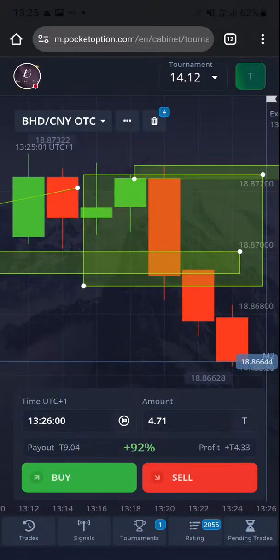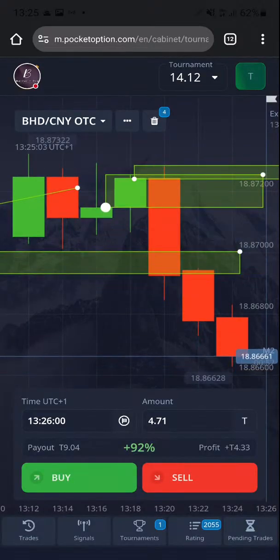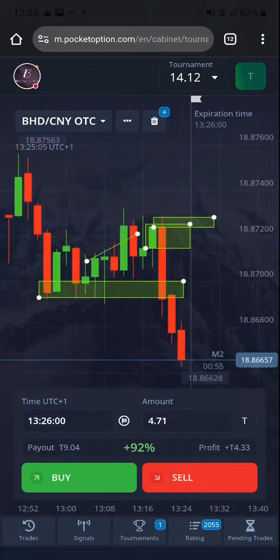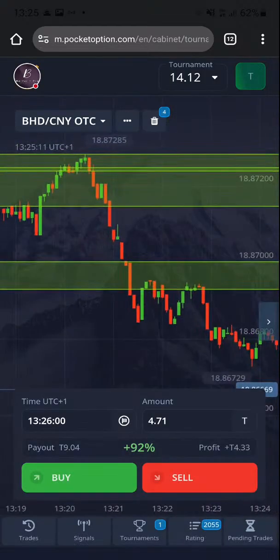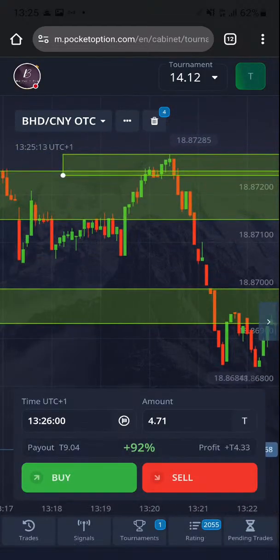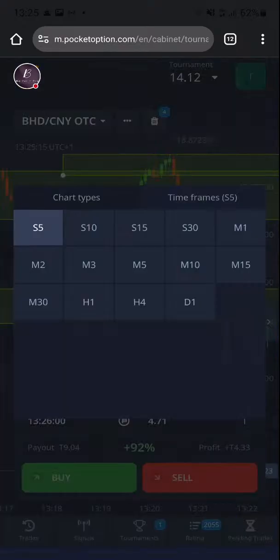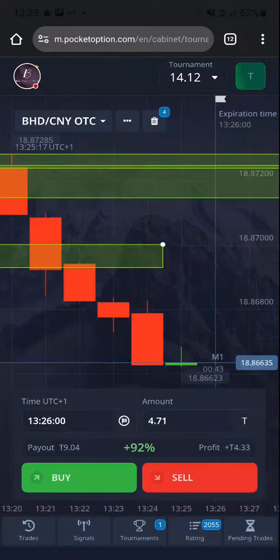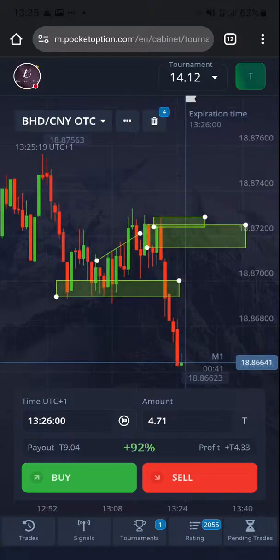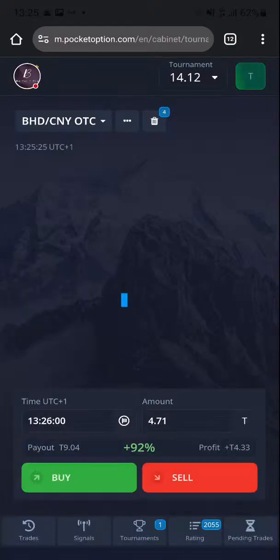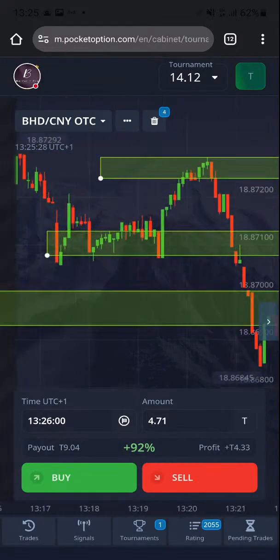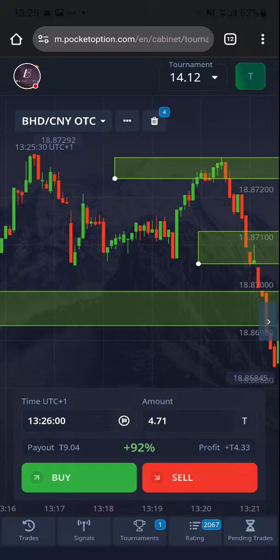This is it in S5. Let me go back to S5 again and be sure. I think I made a mistake pressing the wrong entry. That was not S5. I think I mistakenly pressed M2. Let's go back to S5 again. Okay, this is the entry we're talking about.